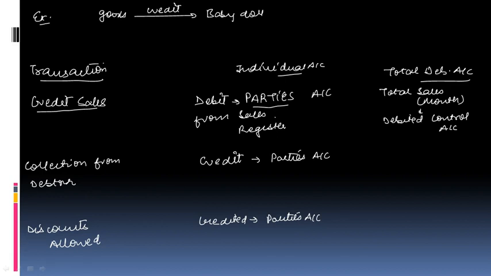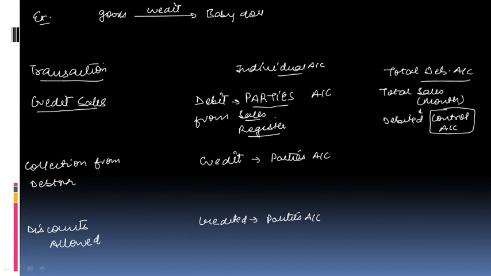They are straight away debited to the control account. At the end of the period, they are done from the sales register. So you are maintaining a kind of control account, and at the end of the period, you are going to pass the necessary entry from the sales register.